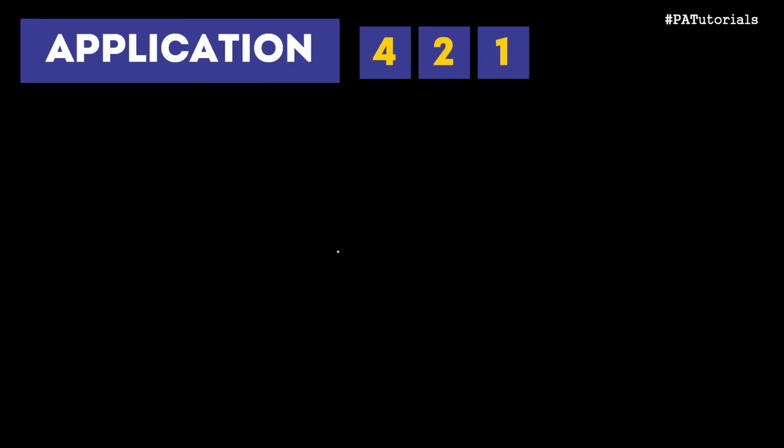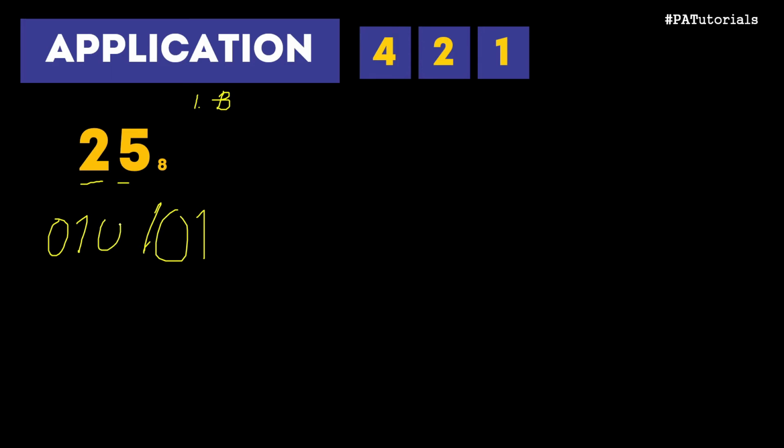Now, for our next example, we have here 25 base 8. Again, guys, ang una nating step is to convert it into its binary format. So, in this case, ang 5 natin ay magiging 1, 0, 1. At ang 2 naman natin would be 0, 1, then 0. Ang next step natin is to group it into 4 bits. 1, 2, 3, 4, then slash, then 1, 2, 3, 4.